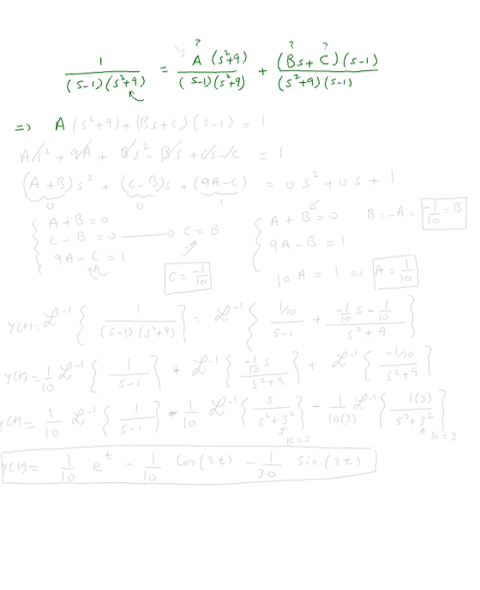So this means that a times s squared plus 9, plus bs plus c times s minus 1, is equal to 1. So all we need to do is distribute. So this will be as squared plus 9a, and then FOIL, that would be bs squared minus bs plus cs minus c is equal to 1.